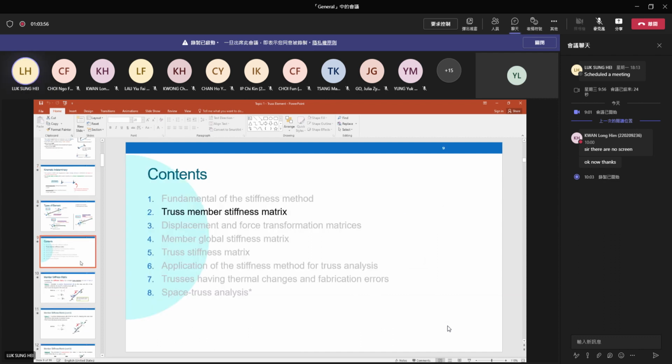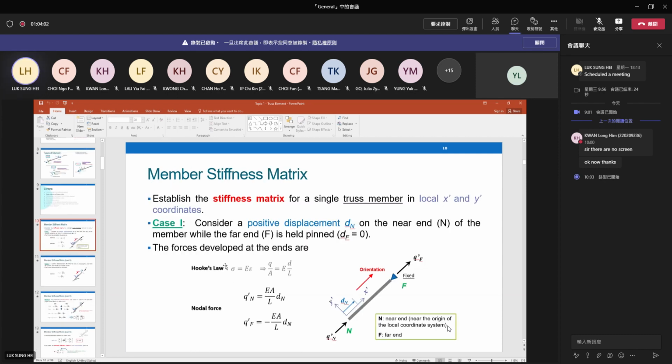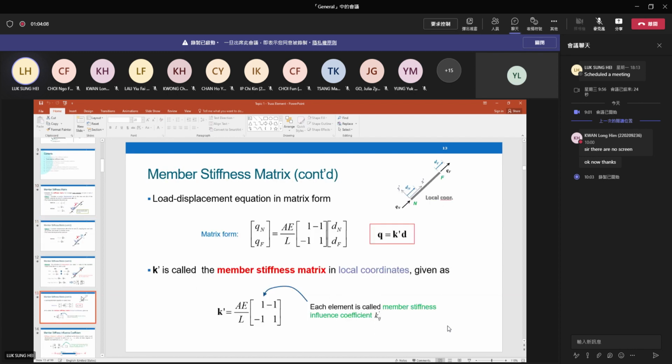Last time we started to derive our matrix for the truss member. I'm not going to detail it. Maybe you can take a look at the video if you want to review how to derive the matrix. I'll show you the outcome. This is the force displacement equation in matrix form, and this equation is derived in the local coordinate system.